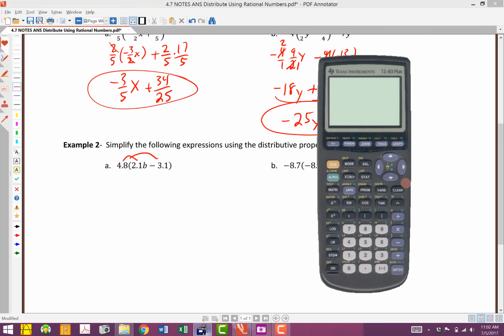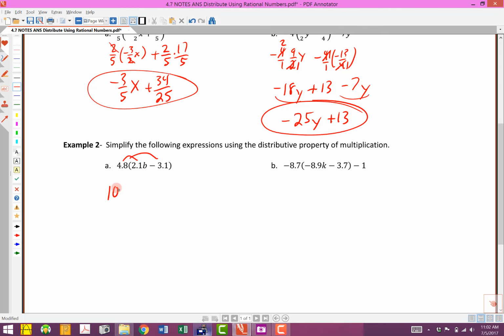We need to do the 4.8 times the 2.1. When you get into multiplying decimals, it's probably not worth trying to do it in your head or by hand. So let's do 4.8 times 2.1. So we end up with 10.08. That sounds pretty reasonable there. So 10.08. Don't forget the b there.